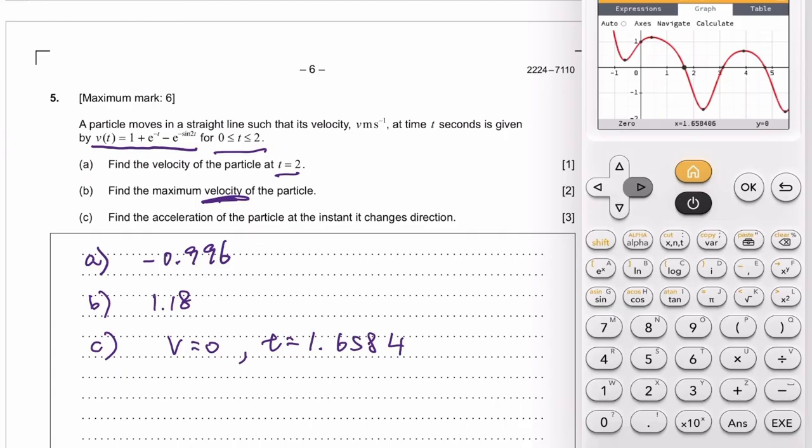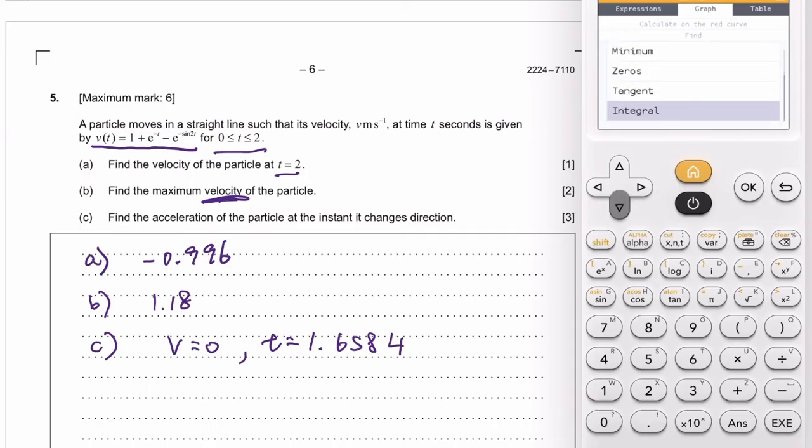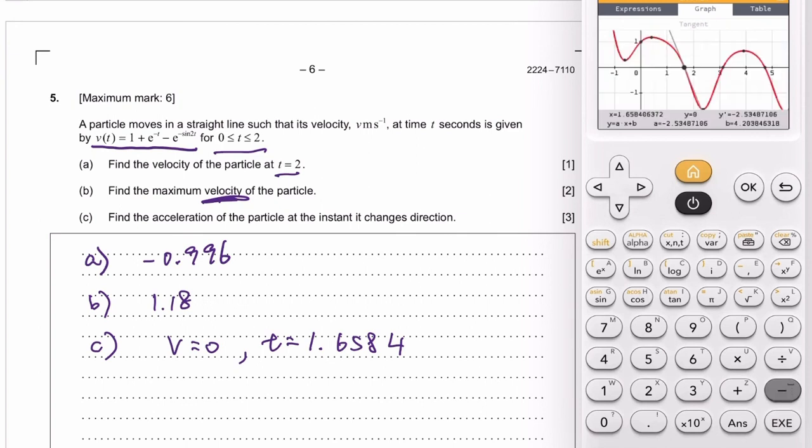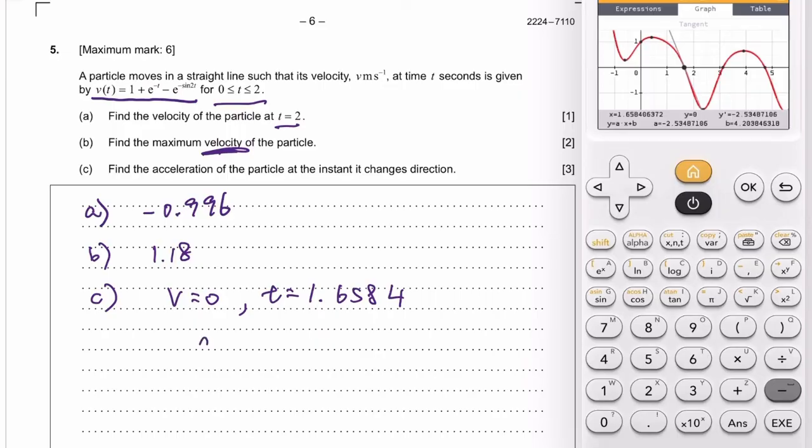To find the acceleration, you basically find the gradient of v. You want to differentiate v and then sub in t. But notice you don't have to actually differentiate by yourself. The calculator can do it for you. For mine, I'll do tangent at that point. So the gradient is negative 2.53. But your calculator probably can't tell you the equation of the tangent altogether, but only the value of the gradient. So find that function, and then you should be able to input the value of x that you want, then it will tell you the gradient.